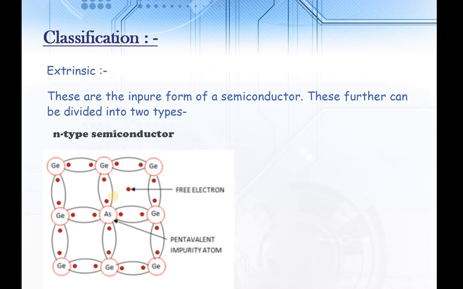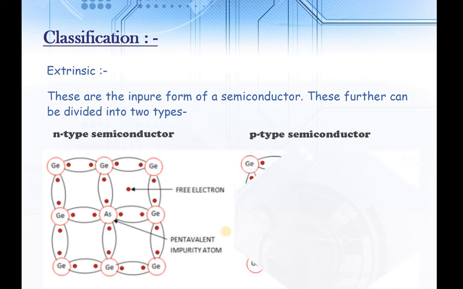So these extra electrons can move from the valence band to the conduction band, making holes in the valence band. This process is called band-to-band transition. In case of N-type materials, the majority carriers are electrons and the minority carriers are holes. So the current is caused by both majority and minority carriers.